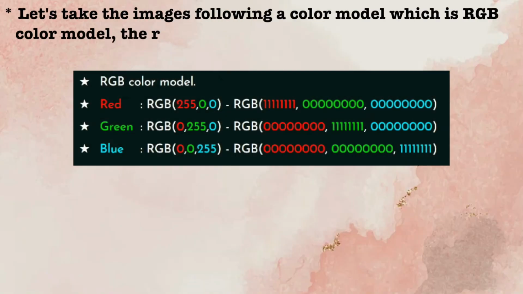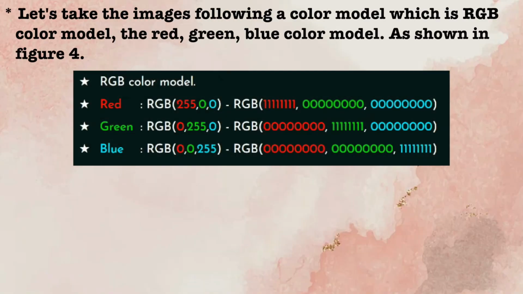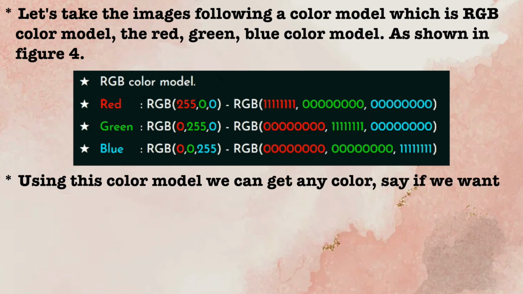Say we have an image, and this image has a lot of pixels, where every pixel has a color. This image may follow any color model. Let's take an image following the RGB color model, the red, green and blue color model, as shown in figure 4. Using this color model, we can get any color.